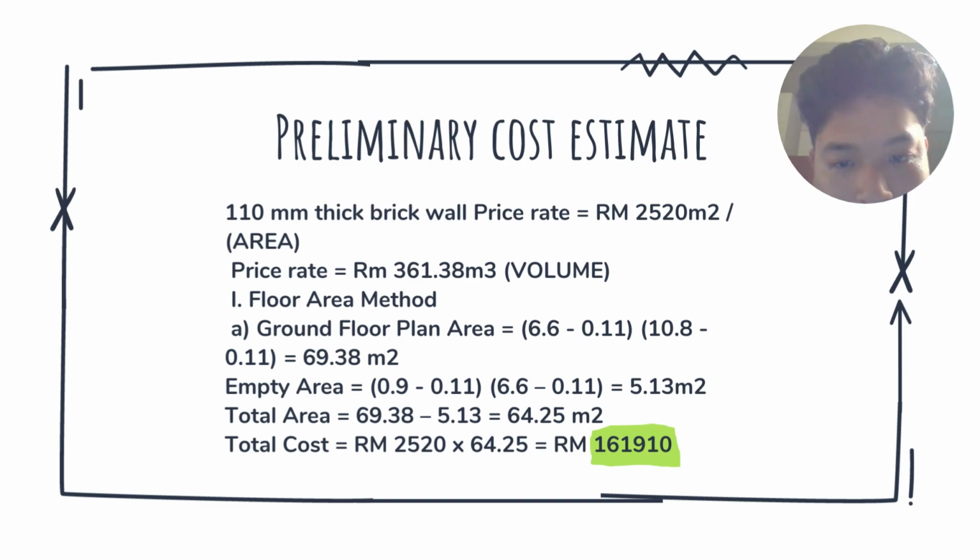I will present the preliminary cost estimate. You can see the calculation for area. For the thick brick wall we get RM 2520 as the price rate, and 361.38 meter cube. Then the floor area method, and next the ground floor plan area.